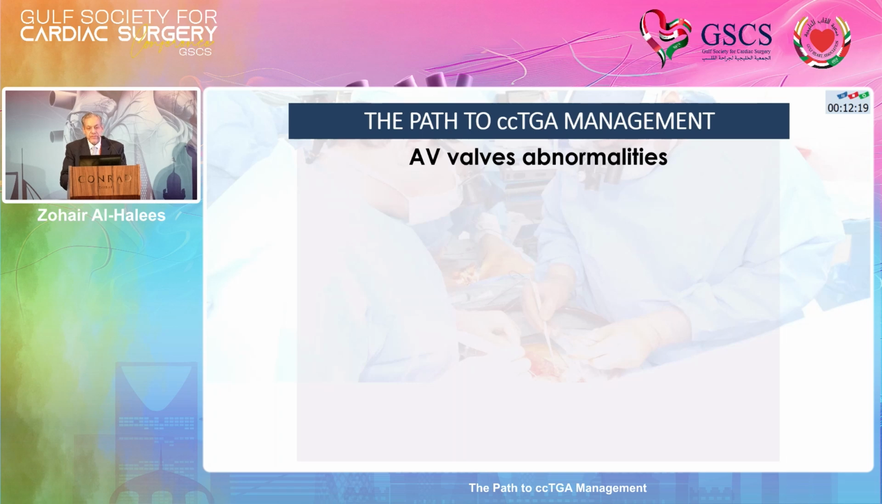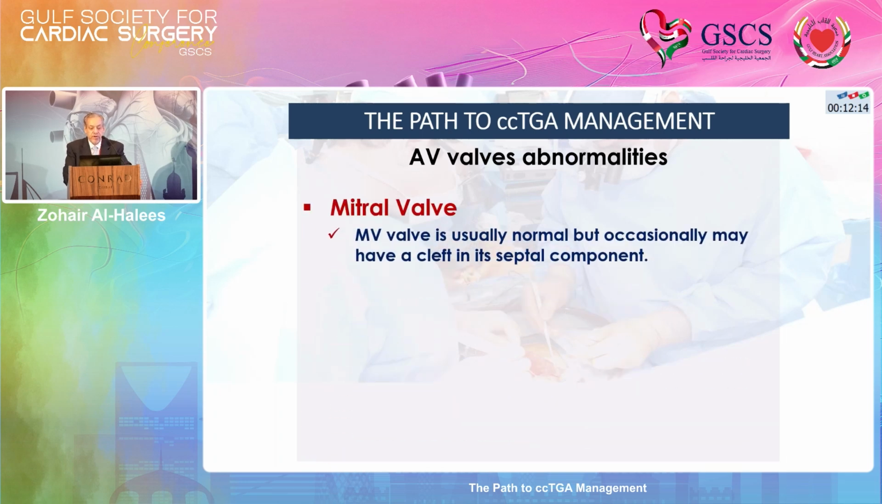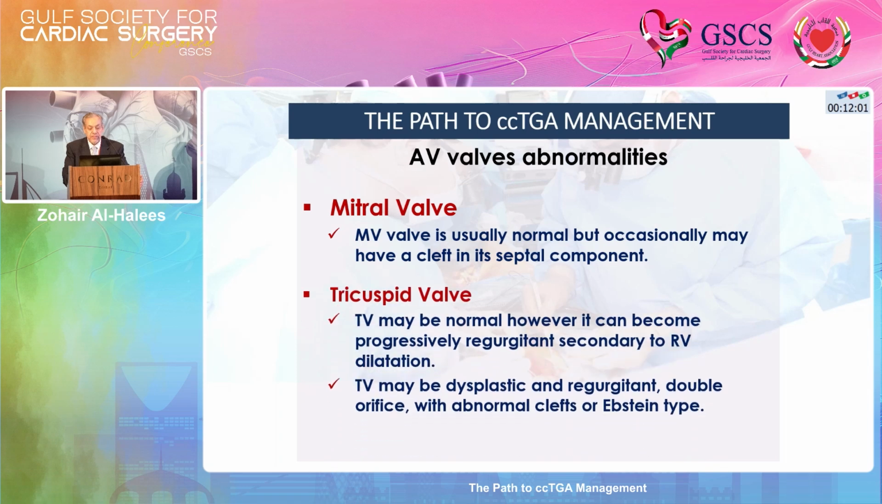There are certain features that make the anomaly challenging, mostly the atrioventricular valve abnormalities. The mitral valve, which is in what we call the subpulmonic ventricle, is usually normal, but occasionally may have a cleft and some regurgitation. But more often, we see tricuspid valve abnormalities, and the tricuspid valve here, being a systemic AV valve, has great importance in being normal or not.